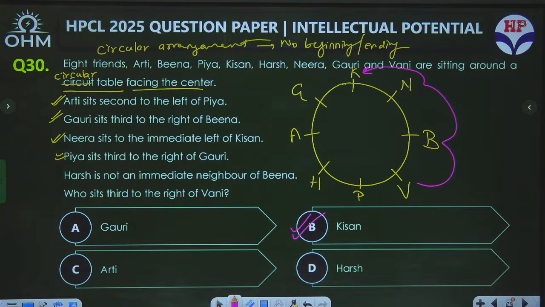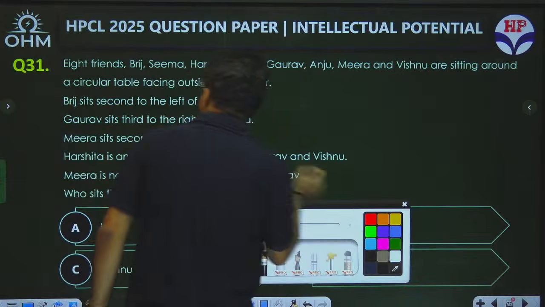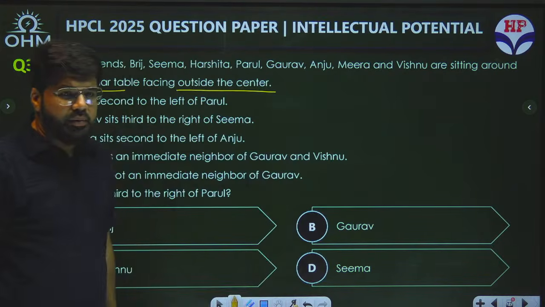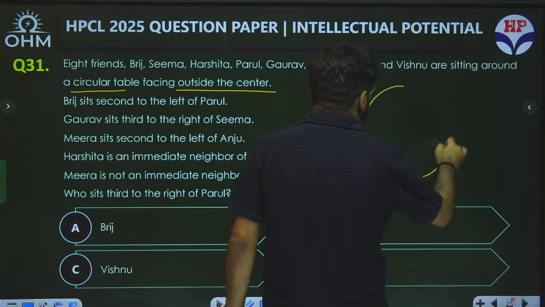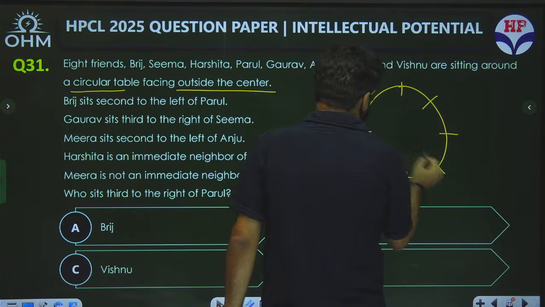Okay, next question, number 31. Have a look into this. 8 friends, Brij, Seema, Harshita, Parul, Gaurav, Anju, Meena, Vishnu are sitting around a circular table. As I told you, sometimes they can mention facing outside. If nothing is mentioned, you can automatically take inside. So what is the difference? You have to be very careful here, because with outside and inside, the left-right position will change.